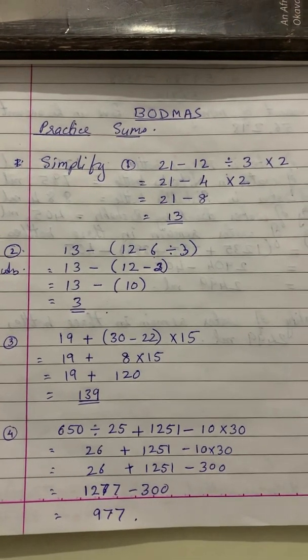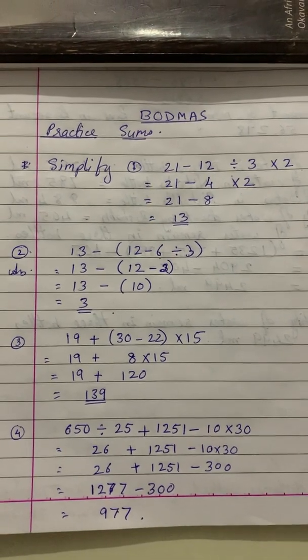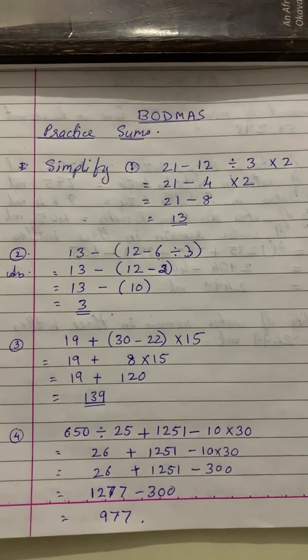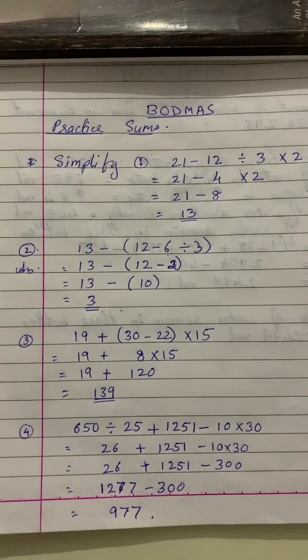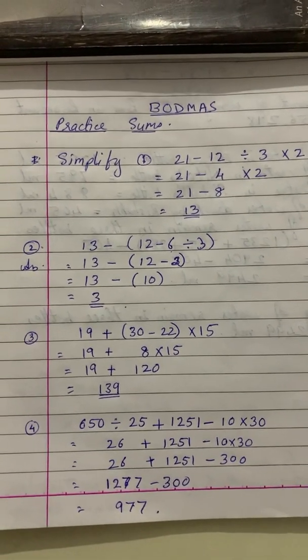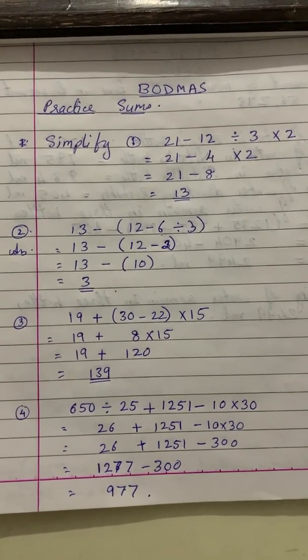Last lecture we studied BODMAS. The acronym BODMAS stands for: B is for brackets, O is for order (or of), D is for division, M is for multiplication, A is for addition and S is for subtraction. Now we will solve some practice sums.